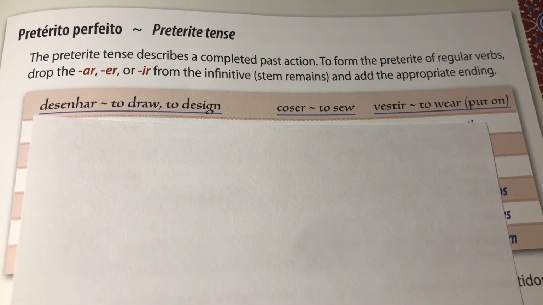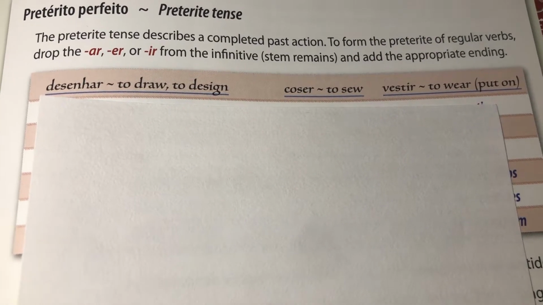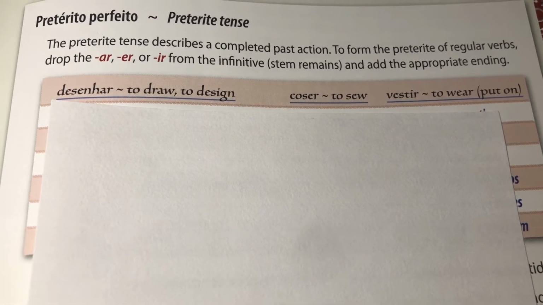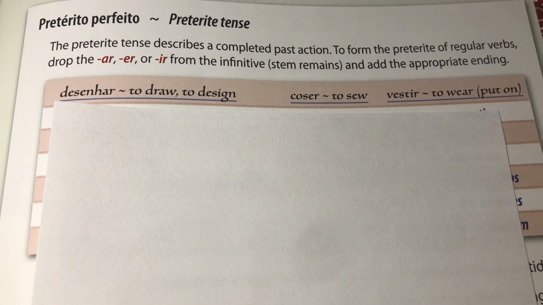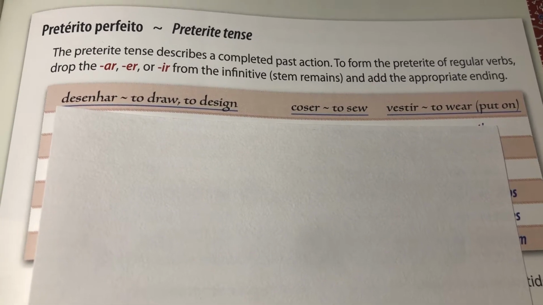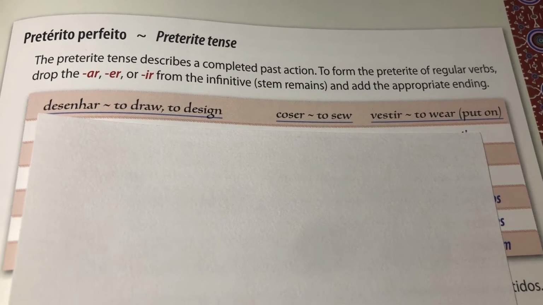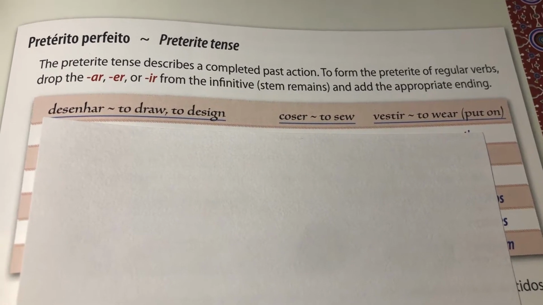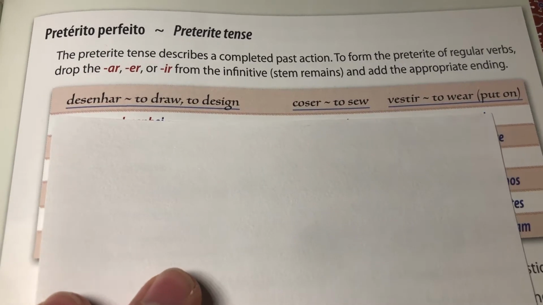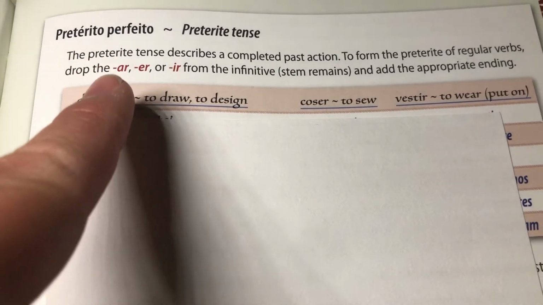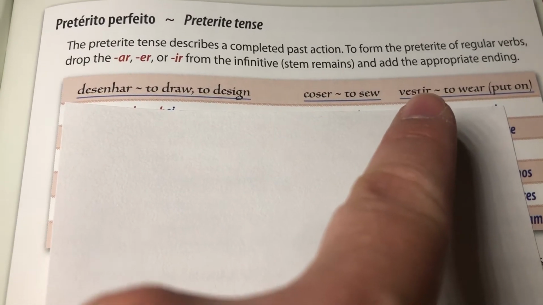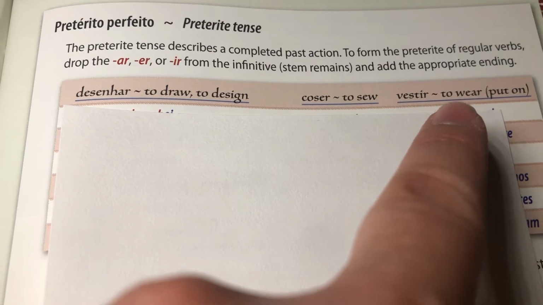All right, guys, so I'm going to quickly explain here the appropriate endings for the preterite tense of the AR, ER, and IR regular verbs. So in order to form the preterite of these regular verbs, you need to remove the ending, the AR, the ER, and the IR. And you keep the stem, that stays the same, and then you just add the appropriate ending. And that's what we're going to learn here. So let's look at these three. We have an example of each verb, an AR verb, an ER verb, and an IR verb: desenhar, to draw, cozer, to sew, and vestir, to wear or put on.